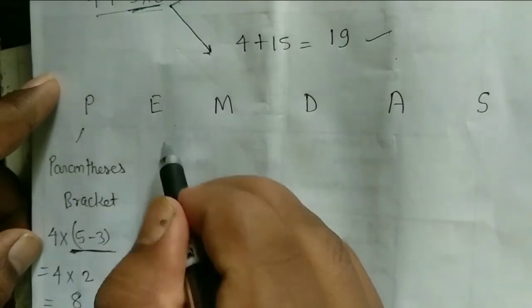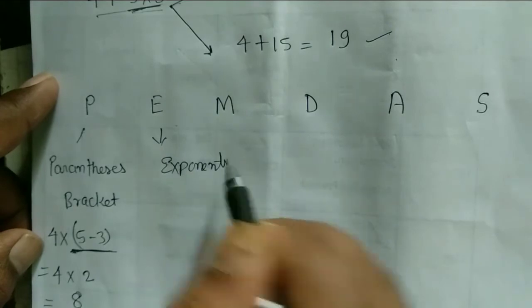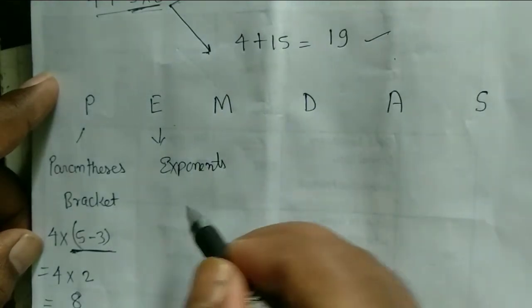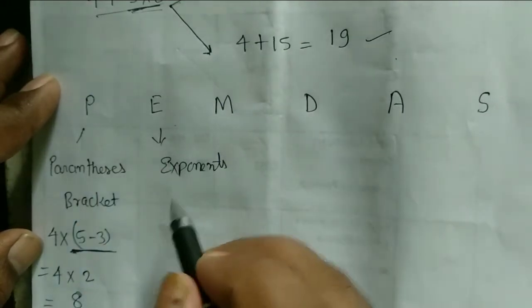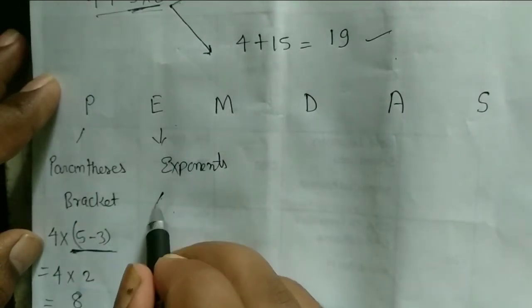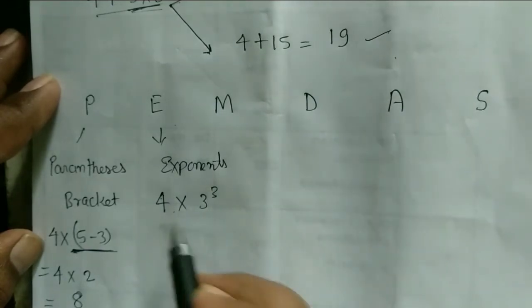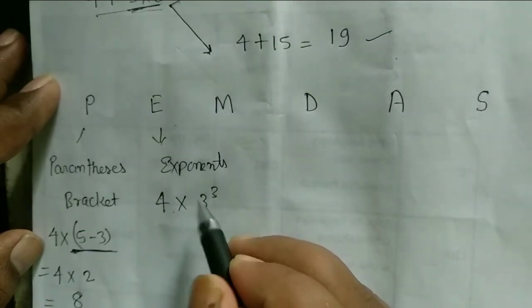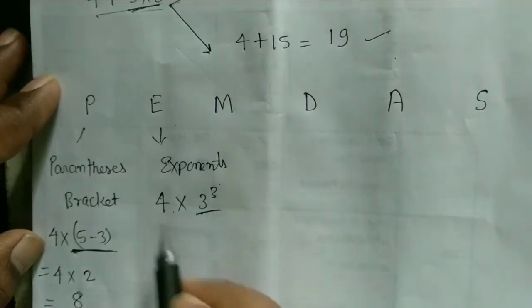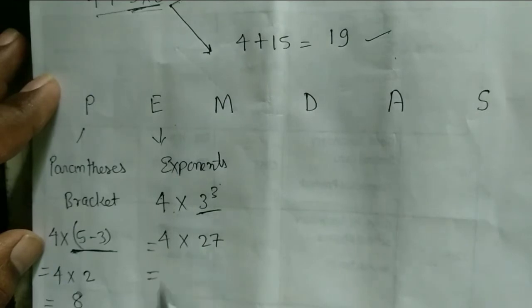After that there is E, exponents. Anything in exponent form should be done after doing brackets. For example, if we have 4 into 3 cube, we can't multiply 4 with 3 directly. First we have to solve 3 cube, which becomes 27. Then we multiply it with 4, and that becomes 108.